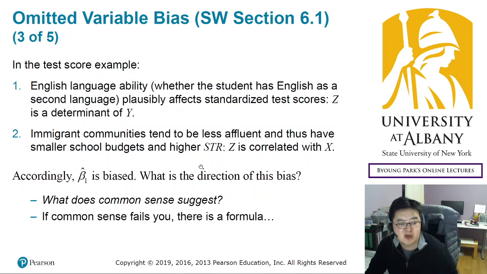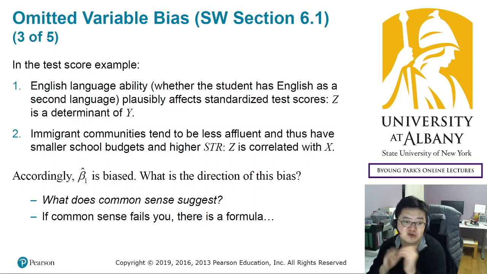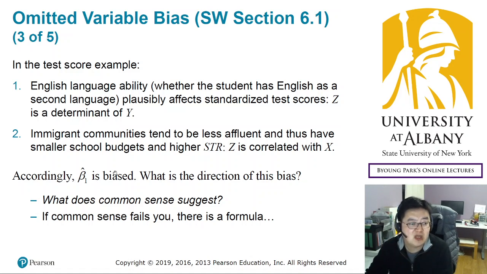The direction, by the way, the sign is important, because if you could not observe this variable, hidden variable, confounding variable, then your estimate will be biased. What is the direction of the bias? If the bias is positive, that means you are overestimating the true parameter. If the bias is negative, you are underestimating the true parameter. How can we expect that?